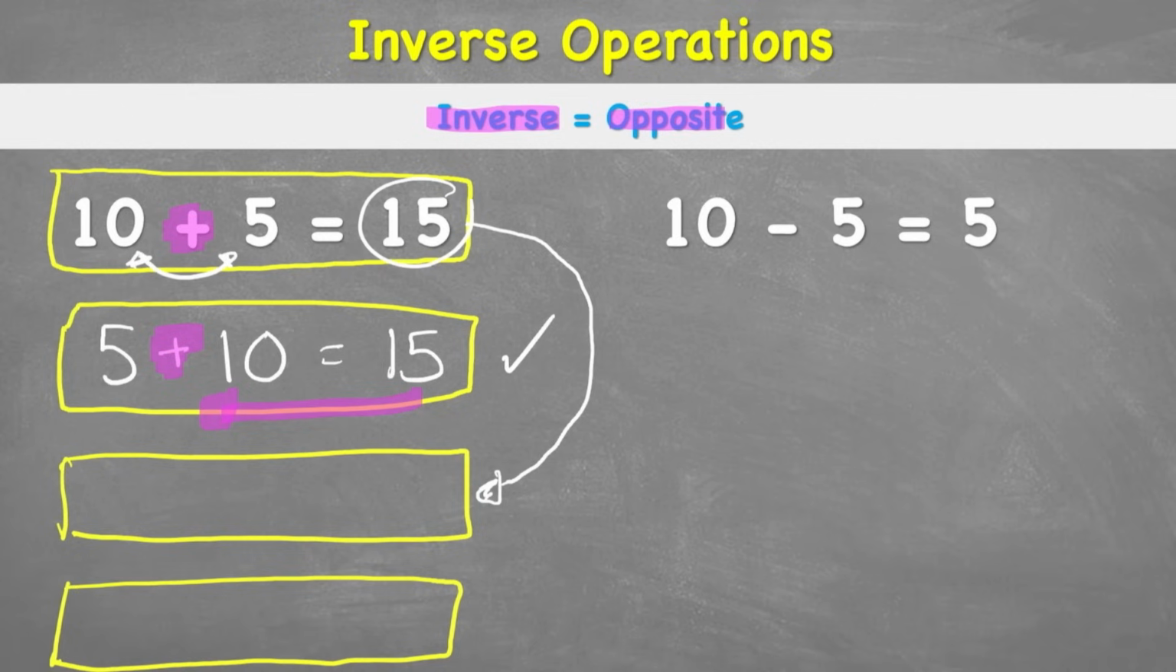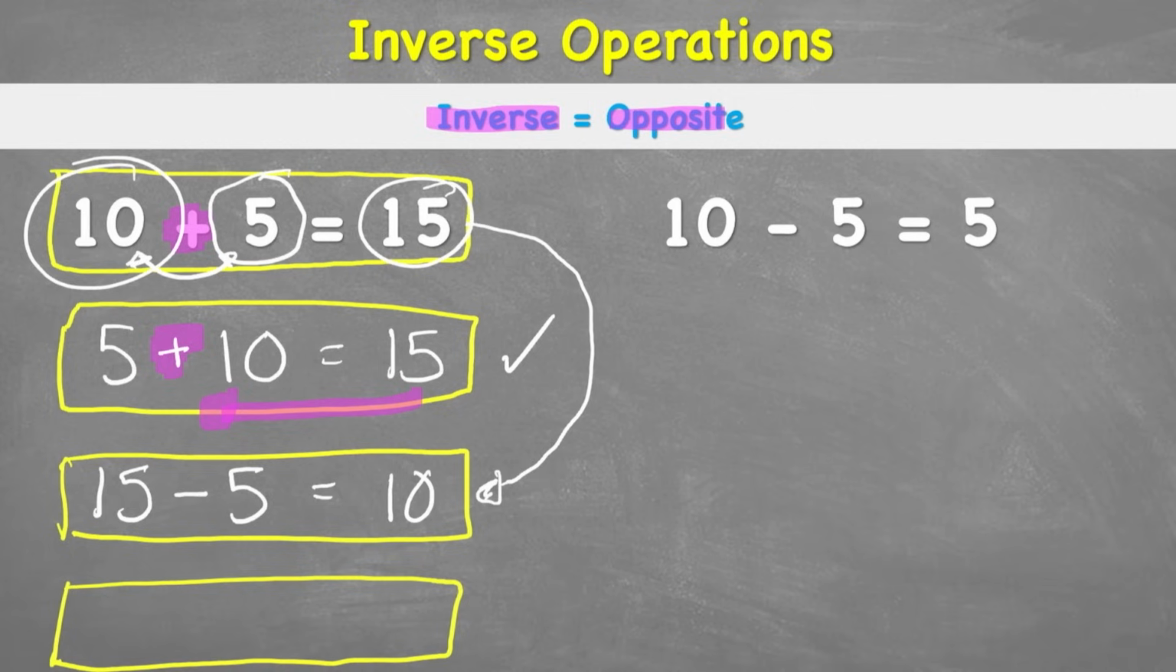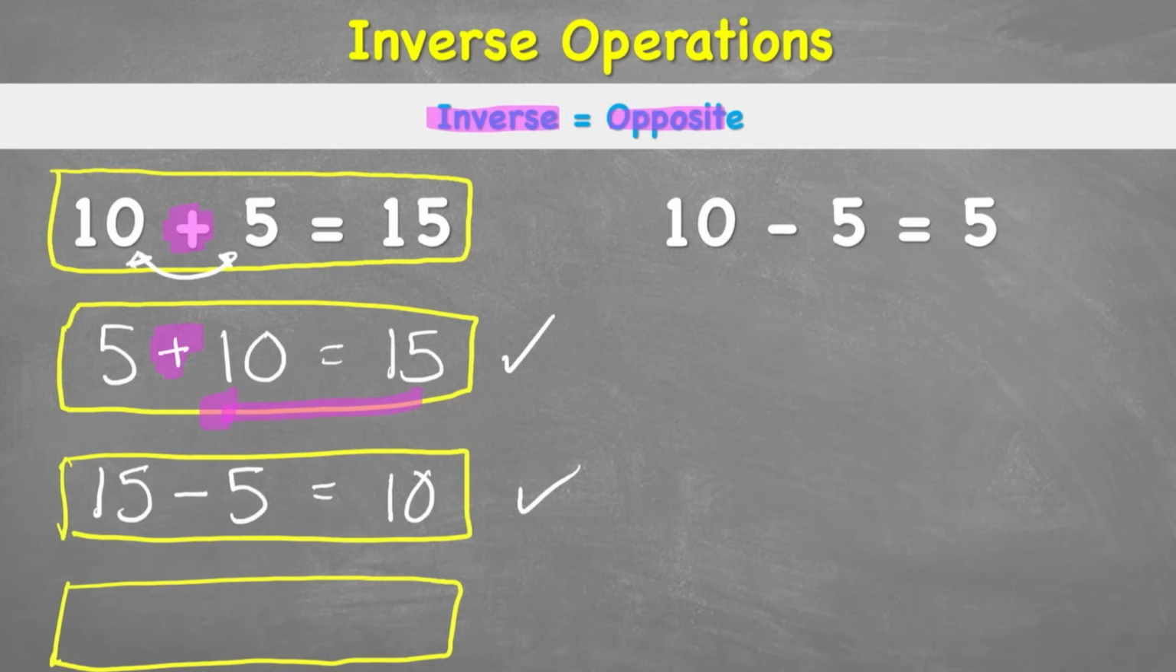So I'm going to start with a 15. I'm going to say 15 subtract, don't forget, and the next number is 5 coming backwards, equals, and then the last number should be 10. Let's check if that works. 15 subtract 5 equals 10. Well, yes it does. Therefore I have my third number family.